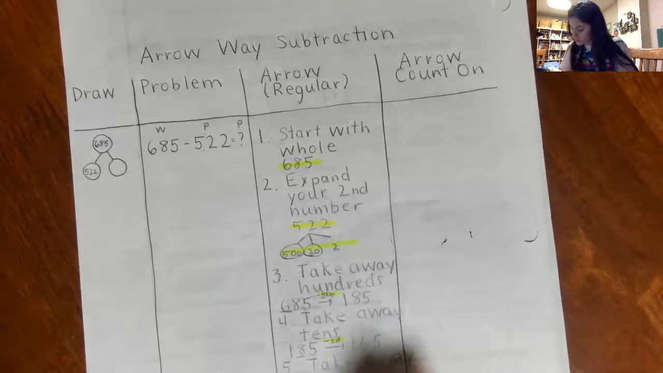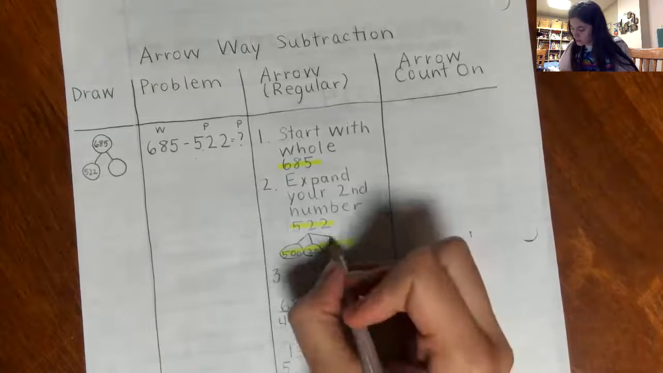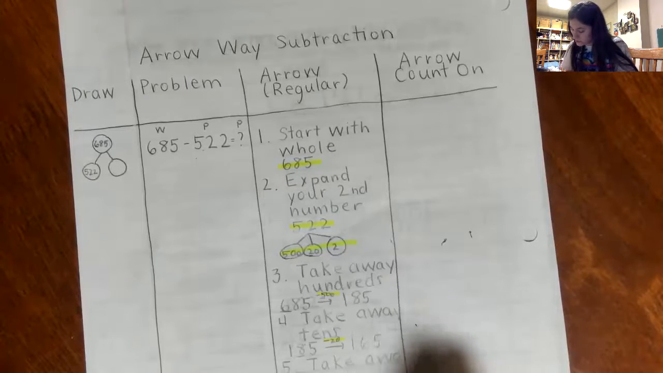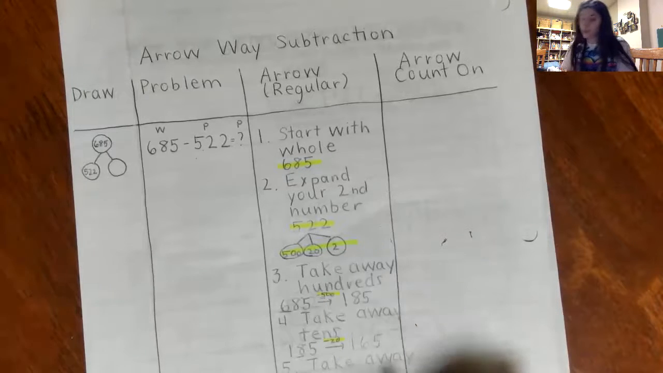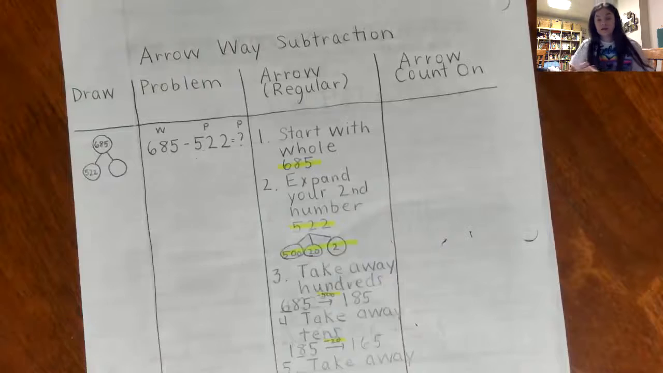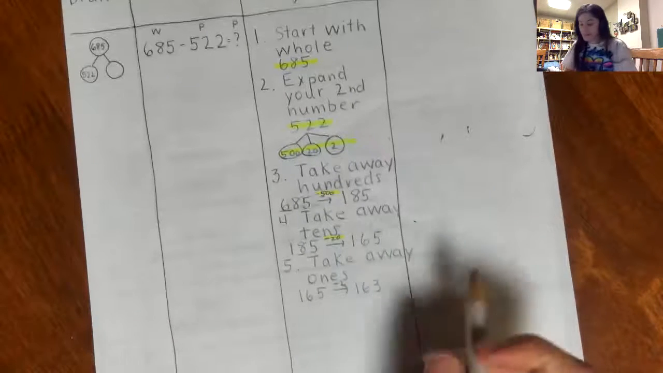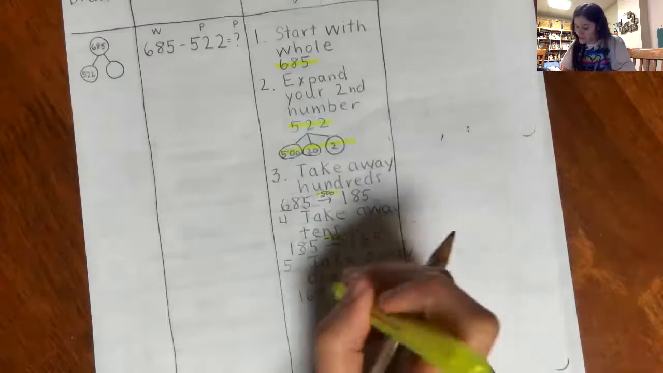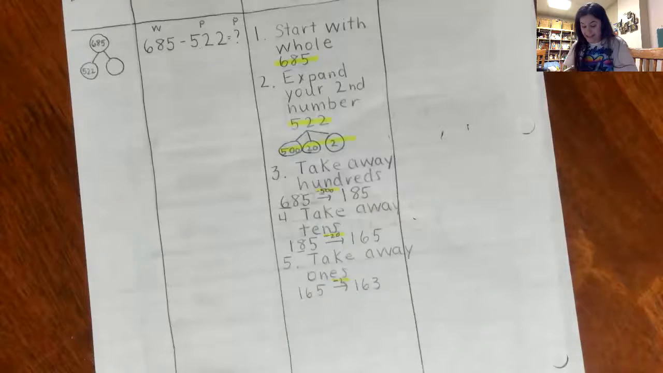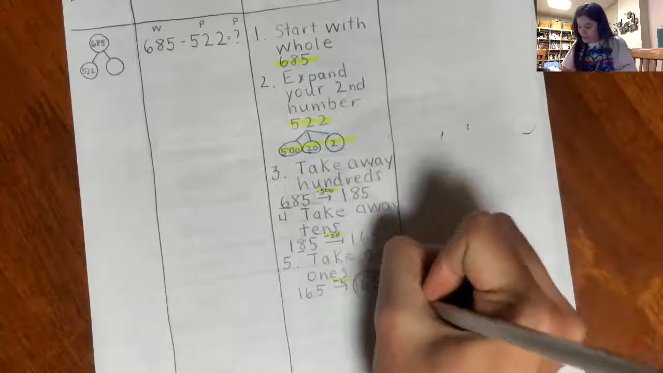Okay, so now I'm at 165. And how many ones are there to take away? Just 2. Okay. So now, after I did my ones, boom, the last number I have is my answer, okay?